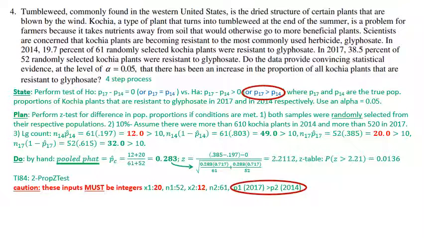All right, also be careful about the order in which you're putting these things. So I'm using p sub 1 as my 2017 and my p sub 2 as 2014. I'm just following the same order that I set up as my alternative. If you reverse those, it's not a huge issue, but what will happen is that your z-score will be negative. And then that might cause you confusion and you might be looking at it the wrong way. So be careful about that.